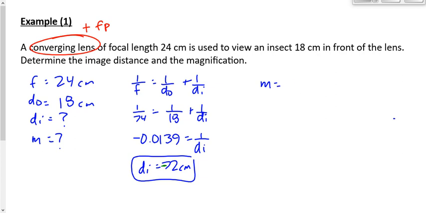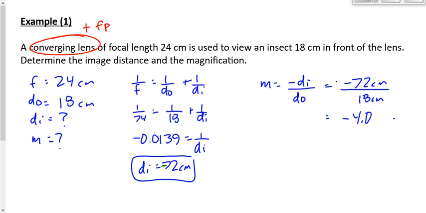Mathematically, this is actually easier. We're going to say negative di over do. It's also hi over ho, but I don't know what hi and ho are, right? So I got to use this. Negative di, negative 72 centimeters divided by 18 centimeters, right? I think that gives me 4, doesn't it? Or negative 4 it is, right? No units, is that right?